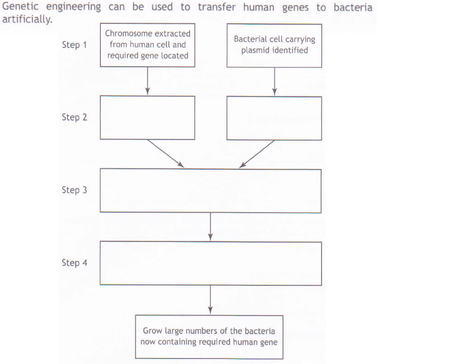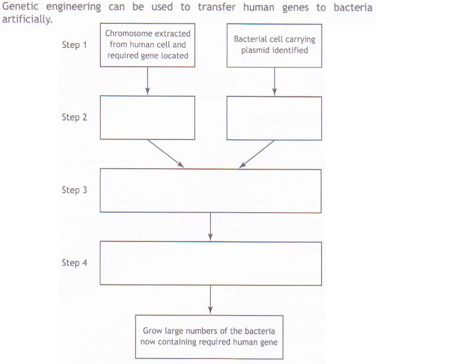Okay folks, genetic engineering can be used to transfer human genes to bacteria artificially. So we've got to fill in these boxes here. So let's start with chromosome extracted from human cell and required gene located. What's the next thing? You locate the gene. What's the next thing you do with the gene? You cut the gene from the human chromosome. Now, if you look to the right, bacteria cell carrying plasmid identified. What do we do with the plasmids? We remove it and then cut it.